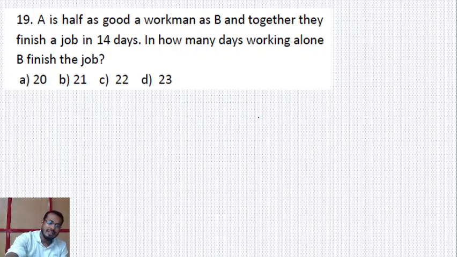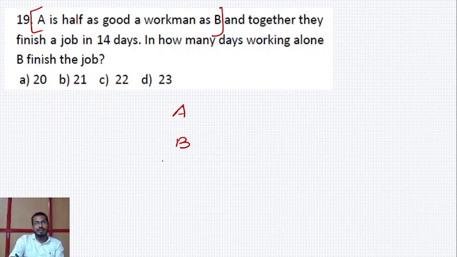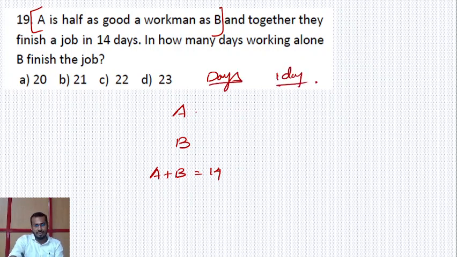19th question. A and B, there are two persons. Let's write A and B. A is half as good a workman as B, and together they can complete it in 14 days. So A plus B is 14 days. That's what is given, so days, and another one is 1 day work. Here it was important.